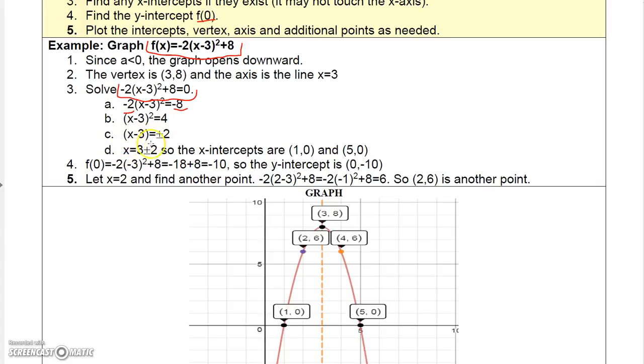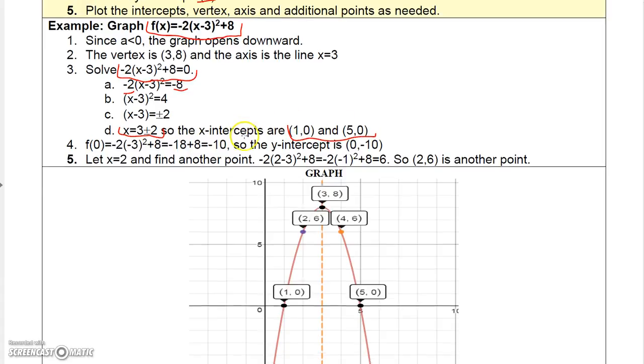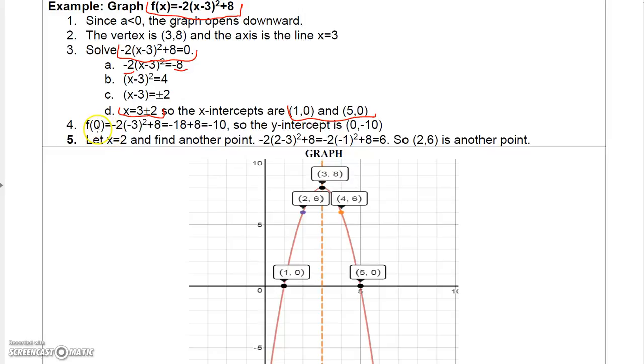So x minus 3 equals plus or minus 2, so x must equal 3 plus or minus 2. So 3 plus 2 is 5, and 3 minus 2 is 1. So that means the x-intercepts are the points (1, 0) and (5, 0). And then if you let x be 0, you can get the y-intercept.